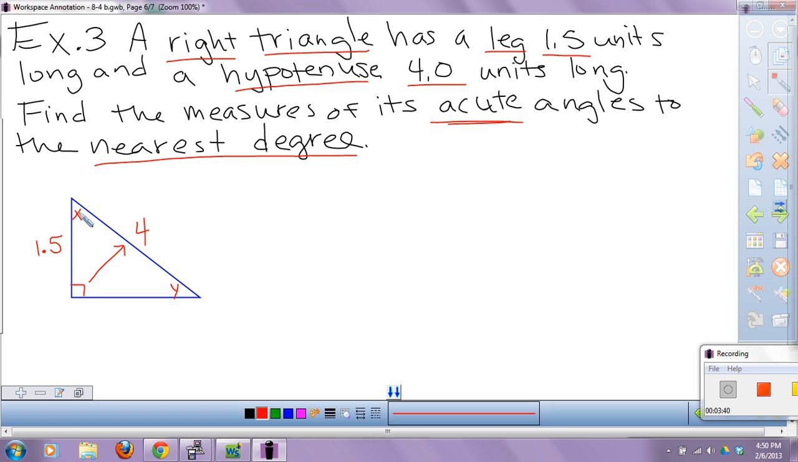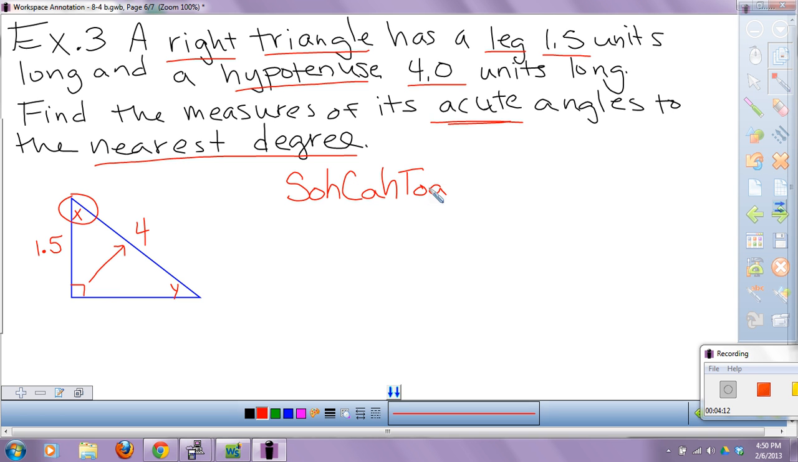Before I even start to solve this problem, the only method we've learned for finding an angle measure is to use SOHCAHTOA. That's our only option. We can't use the Pythagorean theorem to find angles. We can't use 45-45-90 or 30-60-90. Our only method for finding angle measures is to use SOHCAHTOA. So let's start with x.